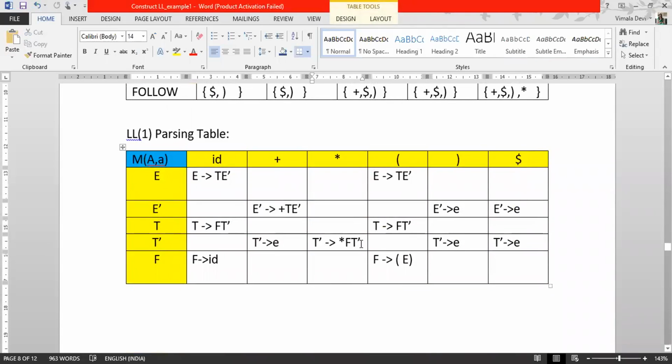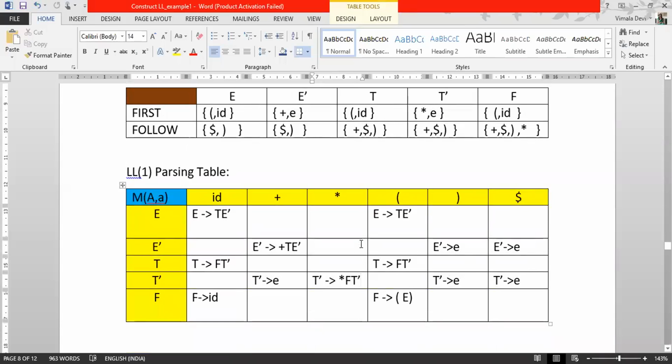Of course, we are done. At the same time, T' produces epsilon, right? Whenever T' produces epsilon, which set of symbols we have to go for? We have to consider the follow set. In the follow set, what are the symbols available? Plus, dollar, close parenthesis. So T' plus, T' dollar, T' close parenthesis. At these cells, you enter the rule T' derives epsilon.